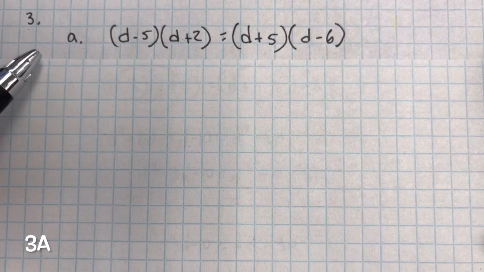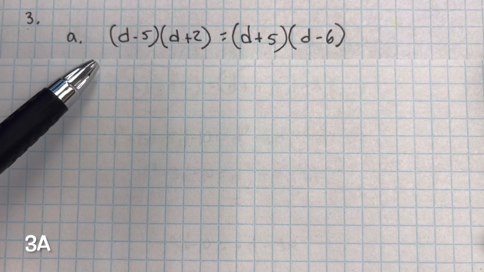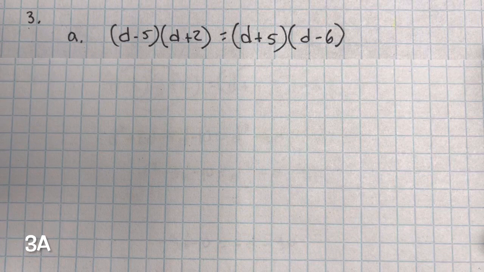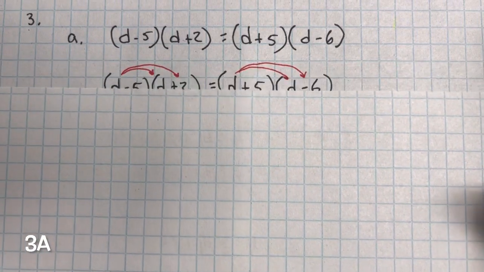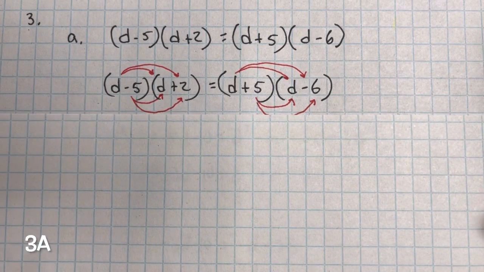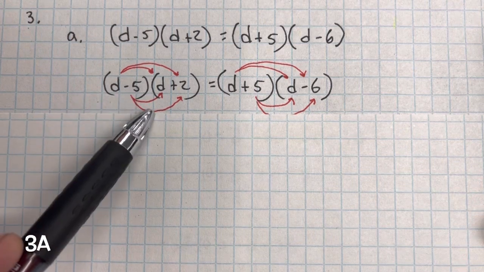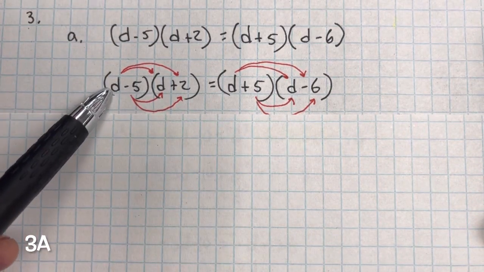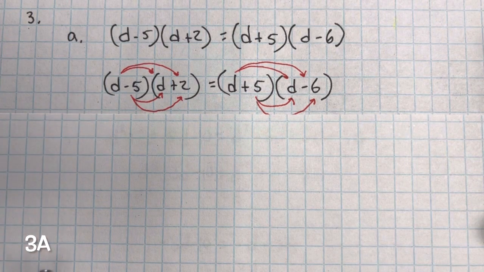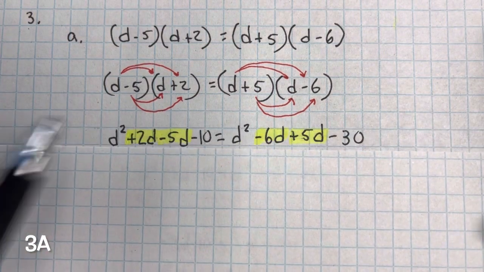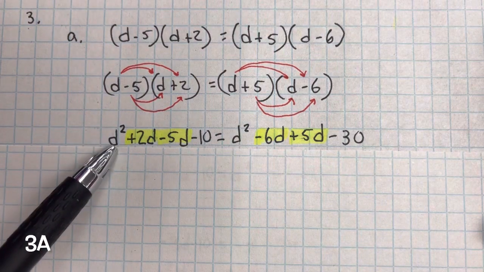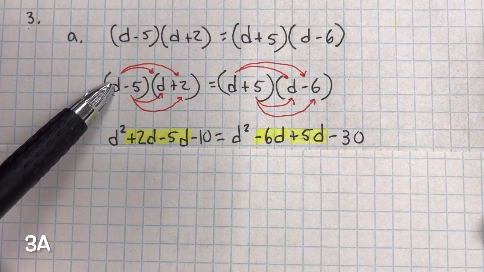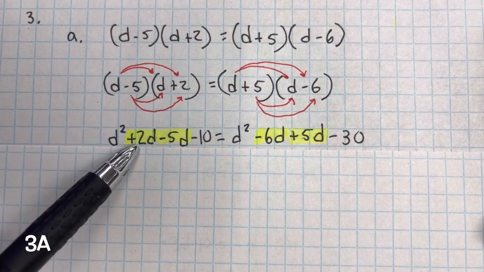For number 3a, we're going to solve this equation for the variable d. And we're going to do that by multiplying the two binomials on each side of the equation. So first we're going to distribute the d. And we get d multiplied by d, which is d squared. D multiplied by 2 is 2d.